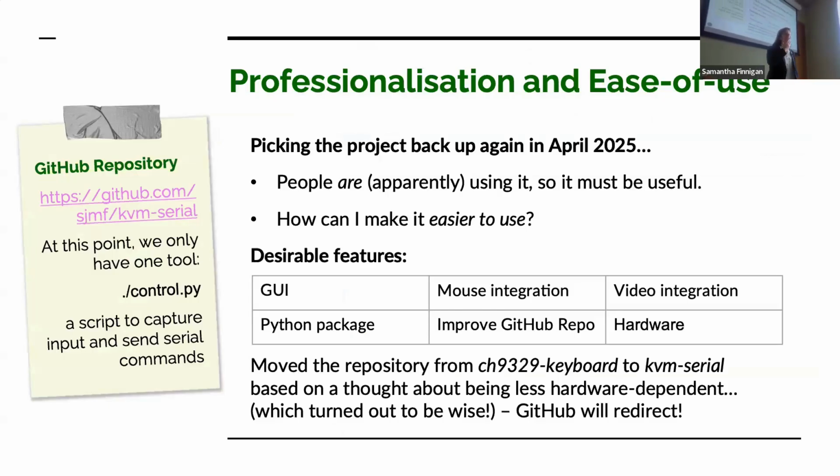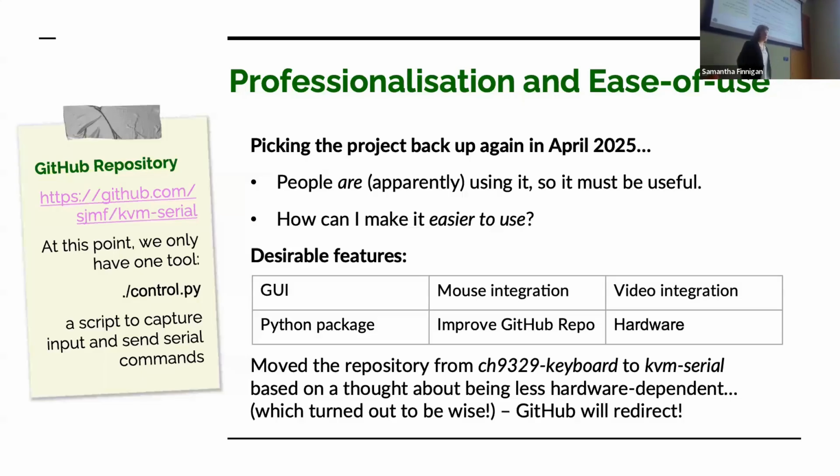So in April, I went, oh yeah, I could do a little bit more coding on this. Sounds fun. So how can we professionalize this and make it a bit more usable for people? How people are using it, but how can I make it easier to use? At that point, we only had this control.py thing, one tool, one script.